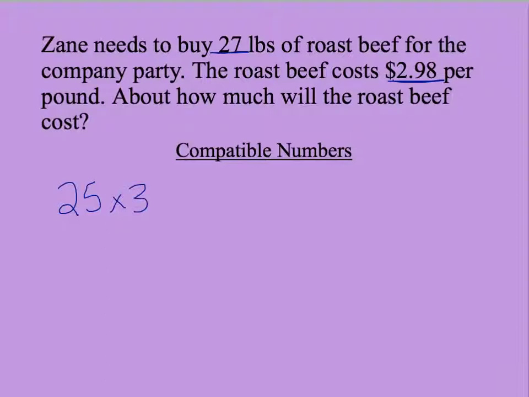So if you think about, well, I have 3 quarters, think about how much money you're going to have. If you have 3 quarters, you're going to have 75 cents because 25 times 3 is going to be 75. Okay, that's just a way to help you think about 25 in a way that's pretty quick and familiar for you. So here we have an estimate of 75 pounds of roast beef.